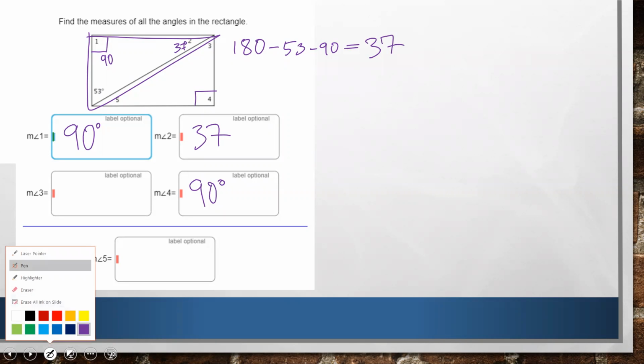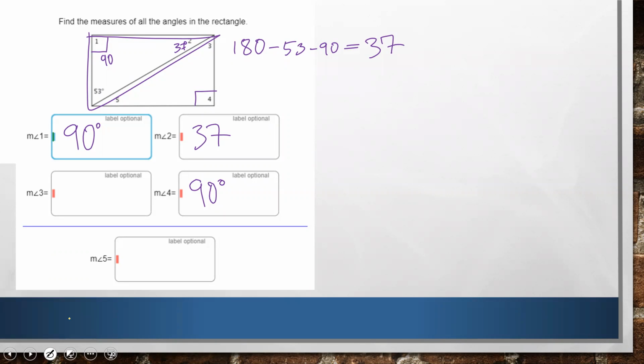Now, one thing I do want to point out to you guys is that on a rectangle, lines are parallel. And this line right here, this diagonal, could also be considered a transversal, making these alternate interior angles, meaning that angle 5 is congruent to angle 2, so angle 5 is also 37 degrees.